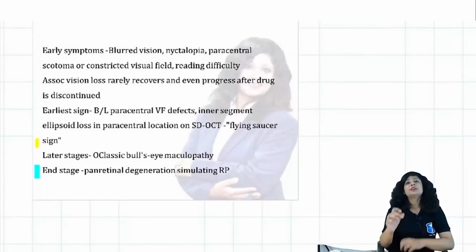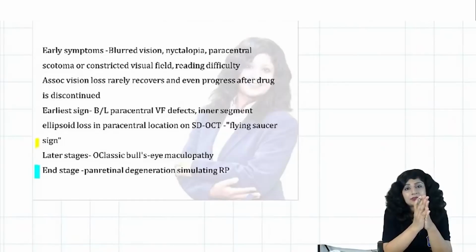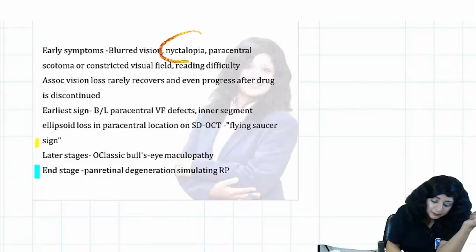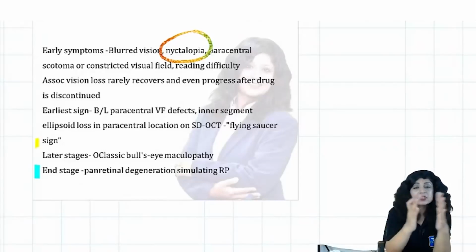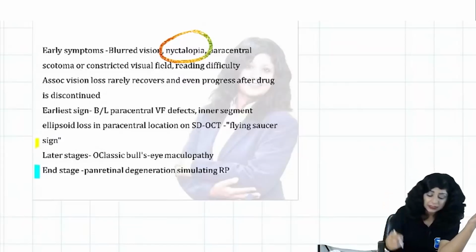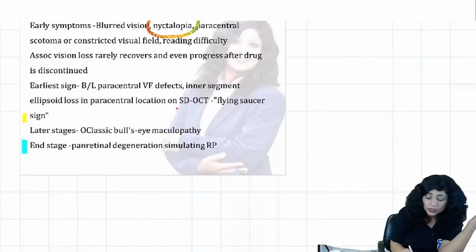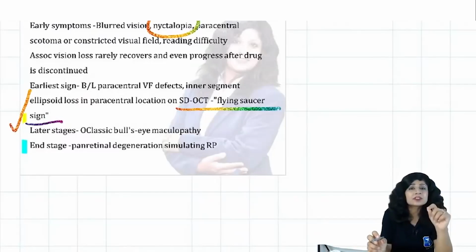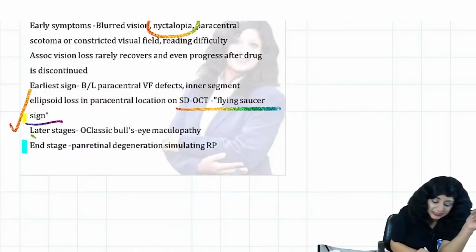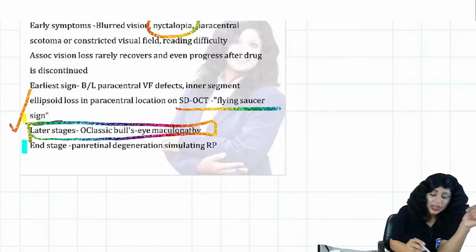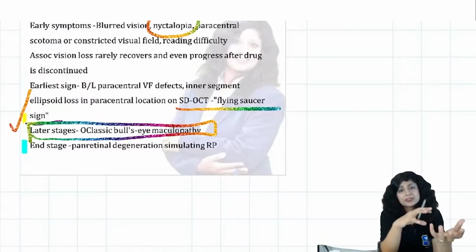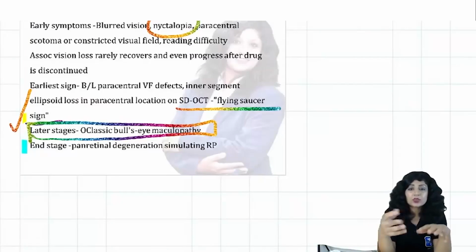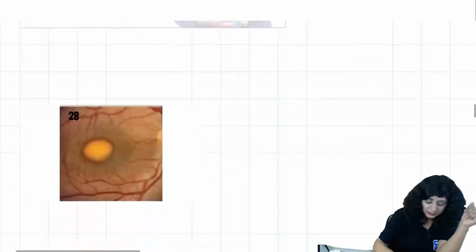Now because it's affecting the outer layers, where you have more rods, that is why it is causing nyctalopia. Then it is also causing constriction of the fields, and the typical sign that you get on OCT is the flying saucer sign. So if they are asking you about the sign, it is the flying saucer sign. Why not bullseye maculopathy? This is coming pretty late. So in the later stages you get this bullseye maculopathy. Means they can twist the question in any form, and they can ask you this question. So I am giving you multiple forms in which they can ask you.